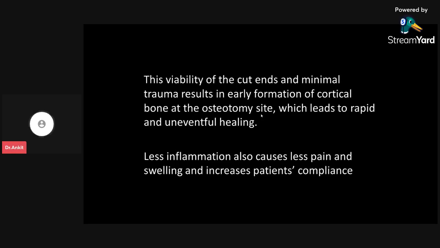We do not want more of the inflammatory presence, be it inflammatory cytokines. And the minimal trauma, if at all it happens, leads to uneventful healing, which is there at a very rapid pace. And the less inflammation also causes less pain and swelling, and it increases the patient compliance. Obviously, when there is less pain, there is less swelling, there is gradual and improved mouth opening, and less inflammation, so it increases the patient compliance altogether.